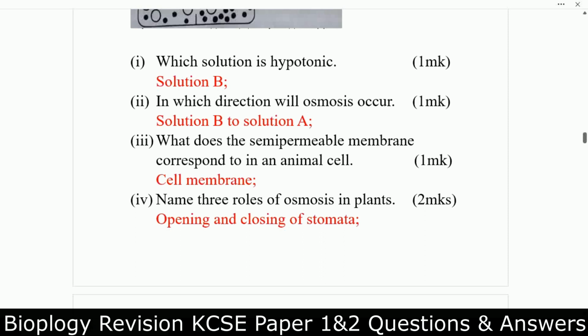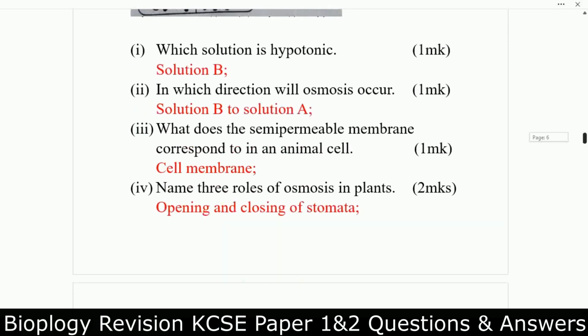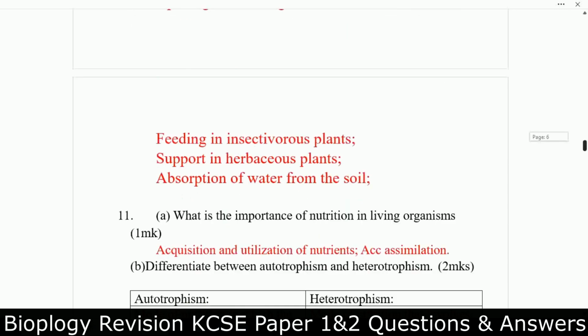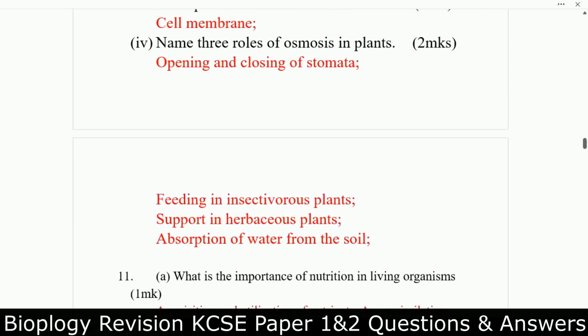You are told name 3 roles of osmosis in a plant. This question, I can tell you, it has been repeated so many times. The roles of osmosis, the role of active transport and diffusion. They keep on repeating, so you should remember all of them. That's why I told you that maybe around 70% or 60%, this is where KCSE questions come from. That's why you can see we are focusing on Form 2 work, very important.